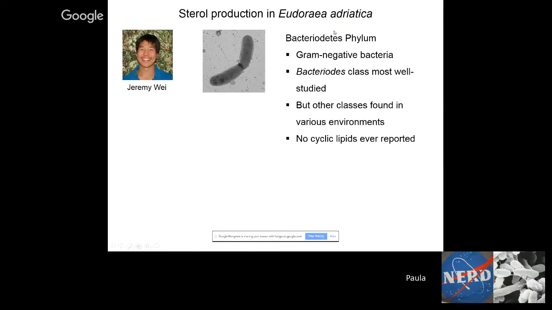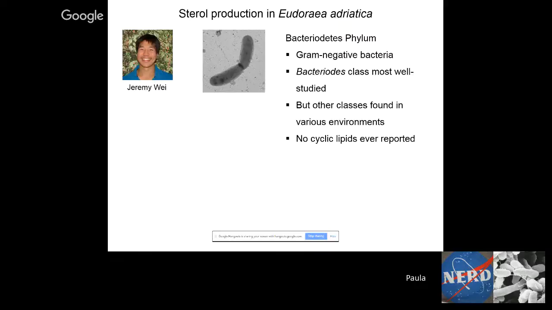Eudoraea adriatica is a very interesting organism. It's a marine organism, which, from the rock record and biomarker perspective, is very applicable. A lot of the rocks that geologists look at are from shallow marine environments. It's part of the Bacteroidetes phylum, which includes a lot of gram-negative bacteria. The most well-studied are the Bacteroides, gut microbes that have been studied for a long time, but there are several other classes within this phylum, and they're found all over in all kinds of different environments.